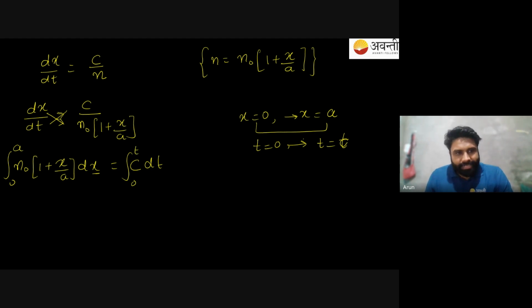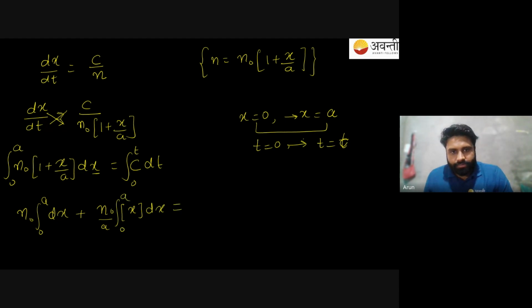Now if you integrate this term, it becomes N naught integration 0 to a dx plus N naught by a, I have taken a outside, x dx, integration 0 to a, and this equals c outside, which is the constant, integration 0 to t dt. Okay, got it?